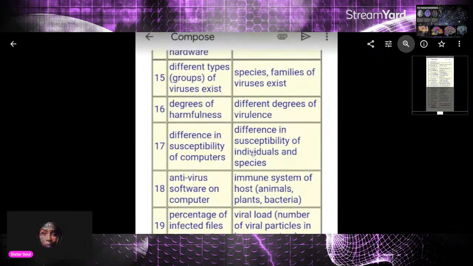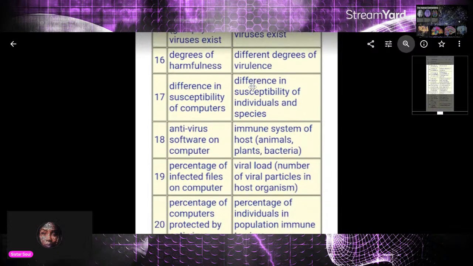All right. Now, different types or groups of viruses exist when it comes to you. Species, families of viruses exist as well. Different viruses, different species. When it comes to computers, there are different degrees of harmfulness, different degrees of virulence when it comes to a virus. A person may be taken down, bedridden. It's affected them so badly.